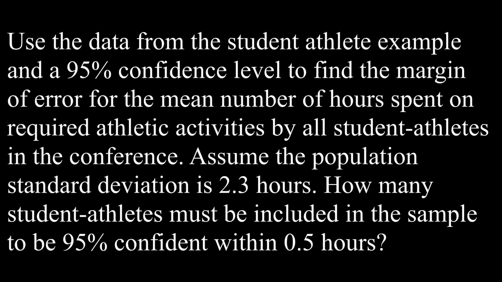So for this example, we're going to use the data from the student-athlete example earlier and a 95% confidence interval to find the margin of error for the mean number of hours required to spend on athletic activities by all student-athletes in the conference. Assume the population standard deviation is 2.3 hours, and we want to see how many student-athletes must be included in the sample to be 95% confident within a half hour.